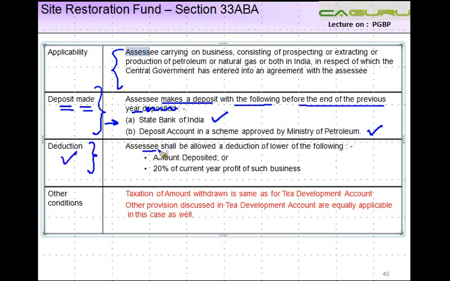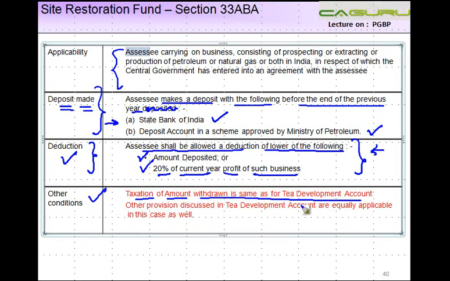How much deduction? The assessee shall be allowed a deduction of the lower of the following two amounts: the amount that you deposit, or 20% of current year profits of such business. So basically, you are allowed a deduction which is the lower of these two. Now, the other condition is that the amount which is withdrawn is going to be taxed.